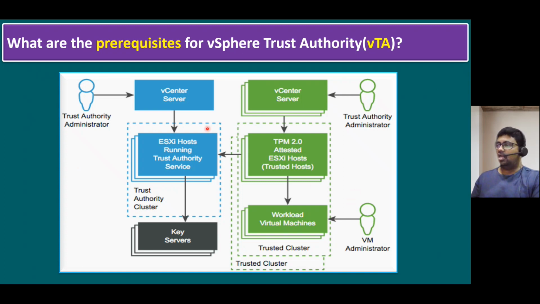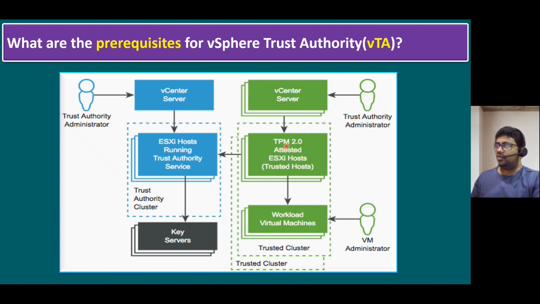Here is the high level diagram. Let's say we have one vCenter server, running with the ESXi host and configured for the trusted authority service, and we are using a key management server. This is one of our centralized servers. Using this centralized server, not only one vCenter, in this diagram we see there are three green color lines. That means we can manage multiple vCenters using one trusted authority vCenter.